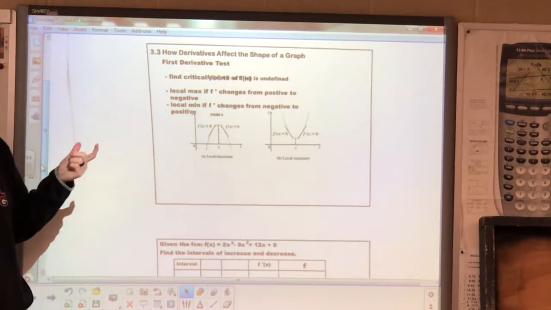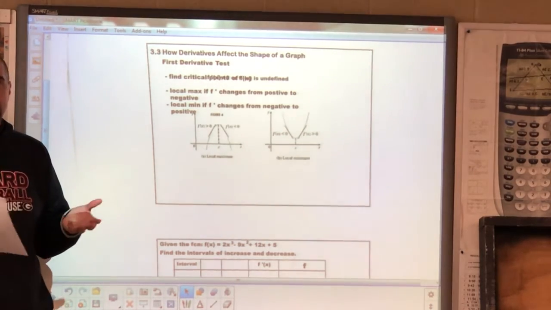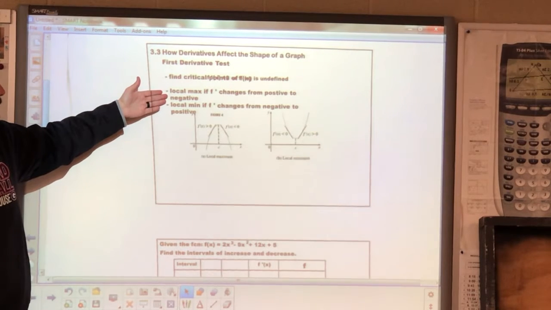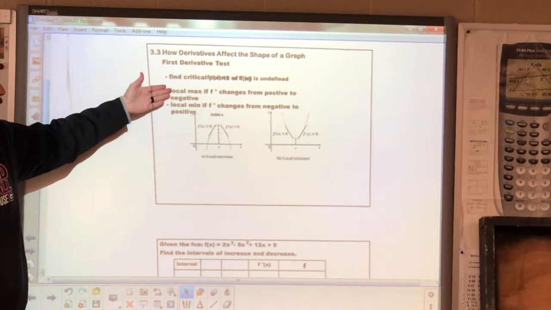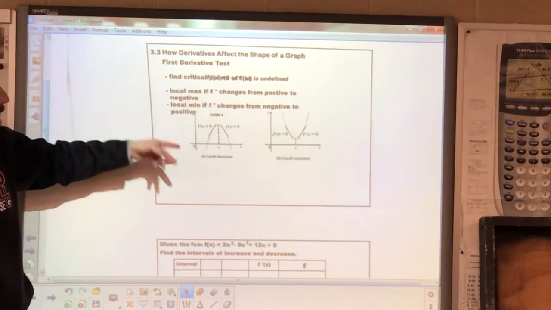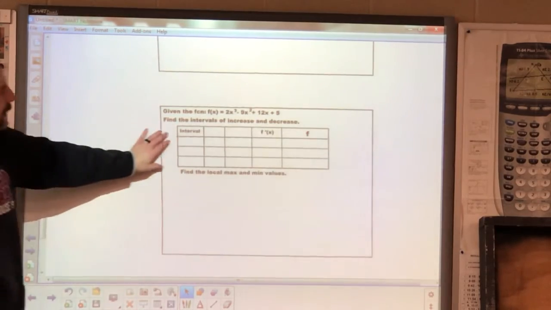All right, you're going to take the derivative, set it equal to 0. You're going to take those values, do a sign analysis chart, and we're going to determine if f prime changes from positive to negative. It has a local max, local min if f prime changes from negative to positive. We already talked about that. See these shapes?